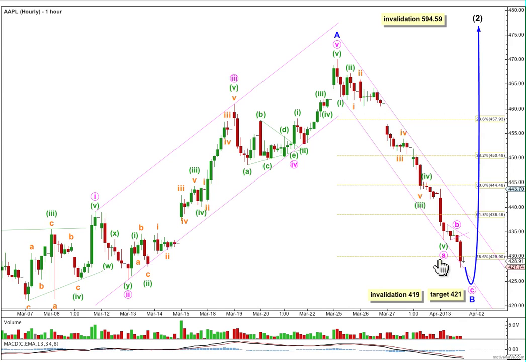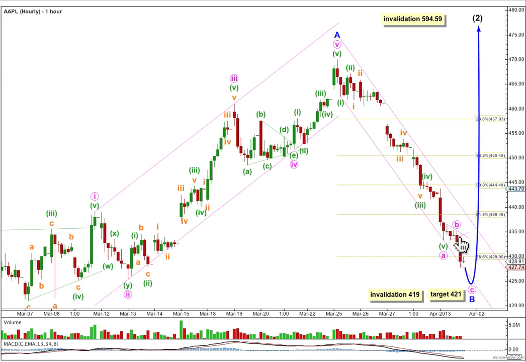I was expecting some more downwards movement. My target was 437.5 to end minute wave A here. We did see price move lower. Minute A here ended at 433.3, 4.2 below my target, before we saw just a little bit of sideways movement in a small triangle.